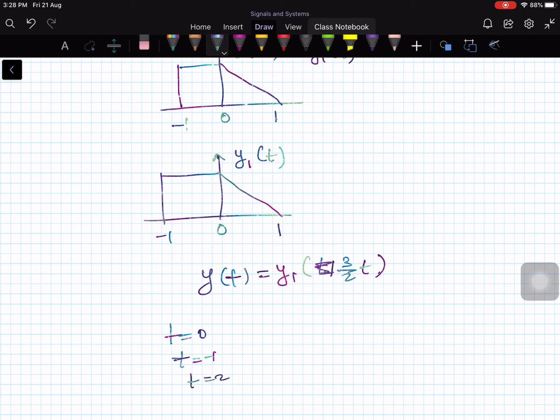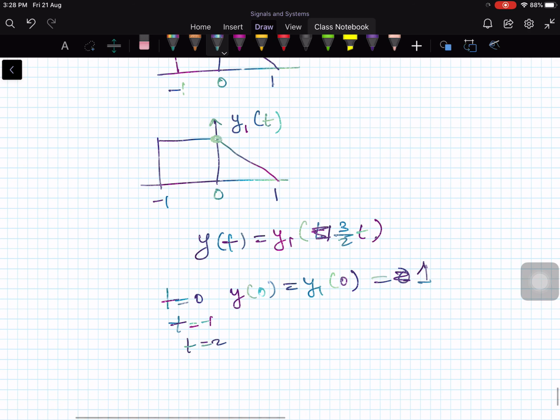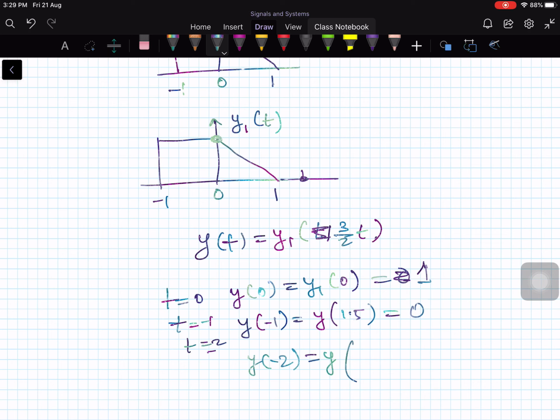For example, if you substitute t equal to 0, then y of 0 is y1 of 0. What is y1 of 0? It is 1, the same value. Now t is equal to -1, which is -3 by 2, meaning 1.5. Where is that 1.5 at this point? It is 0, right? Then t is equal to -2, and let us say t equal to 1.